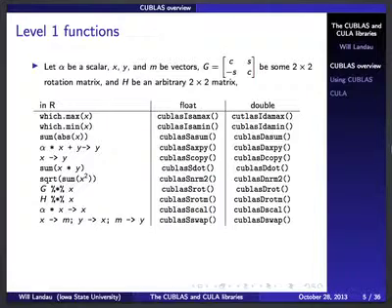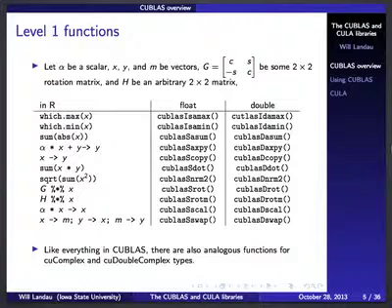Over here, just for reference, I have a column of the R syntax for all of these things. There are functions that take floats and doubles as your basic data type. There are also complex and double complex data types that CUBLAS supports.